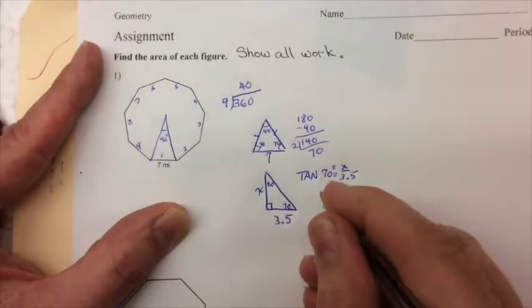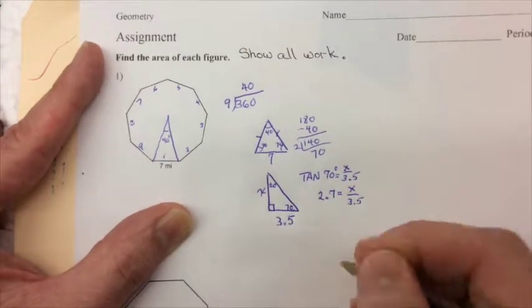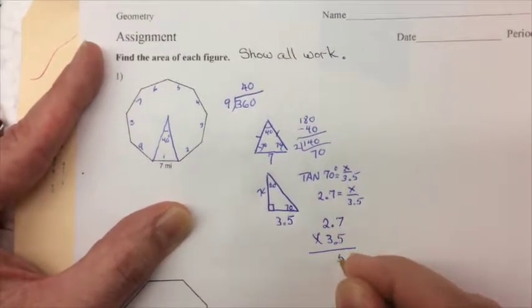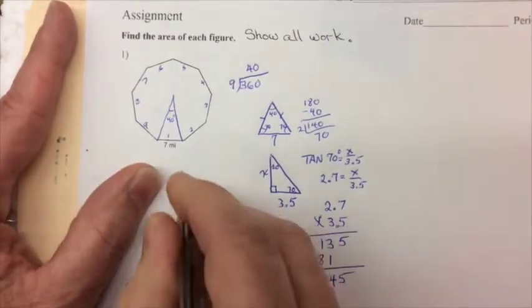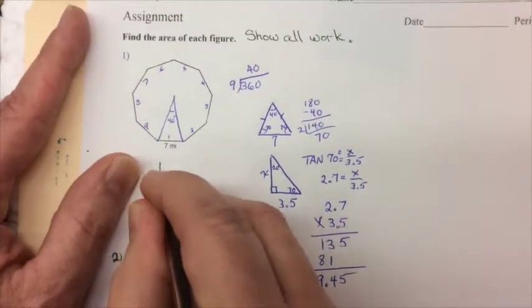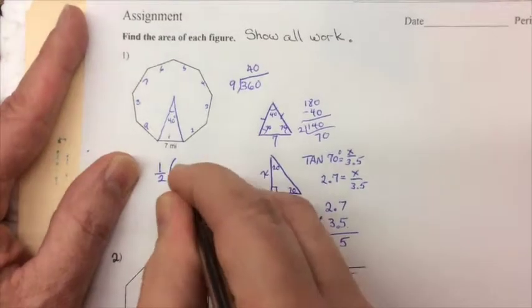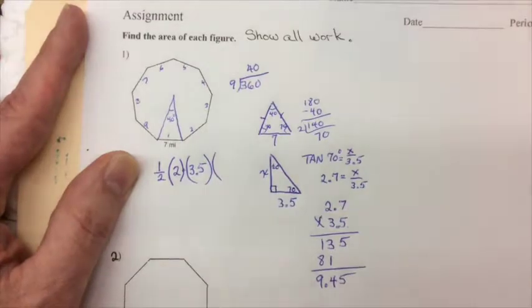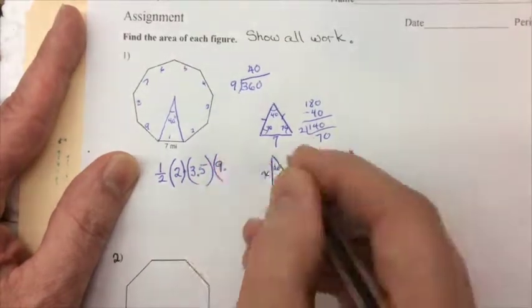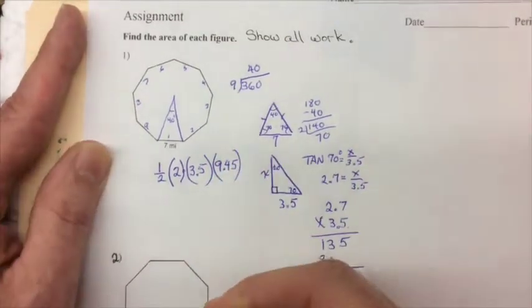All right, so there's some arithmetic to do now. I'm going to have to multiply 2.7 times 3.5. And what I wind up with is 9.45. So that's my height. The area of the triangle is 1/2 times the base, which will be double the 3.5, times the height, which is 9.45.